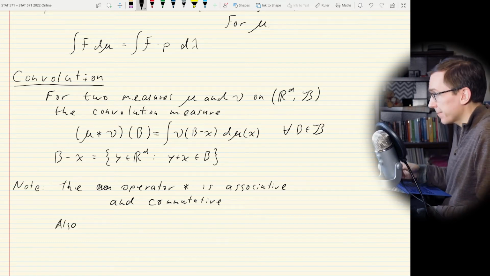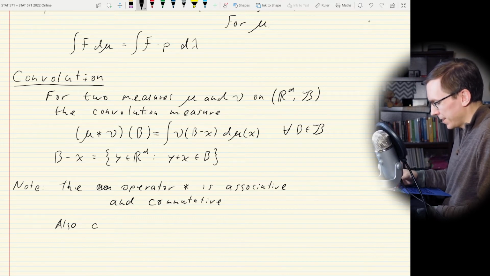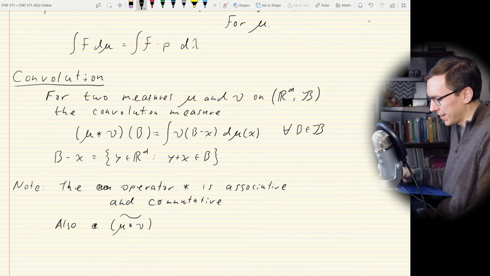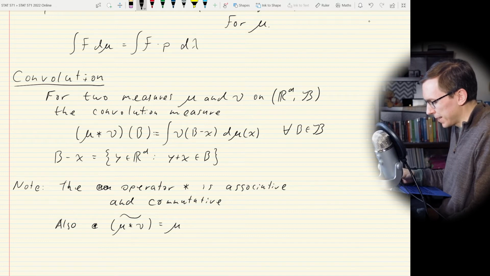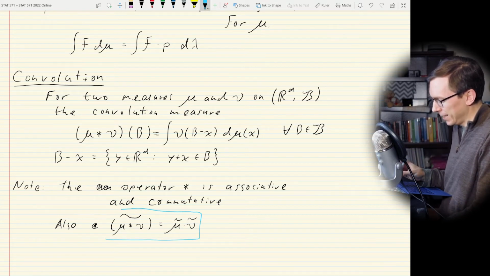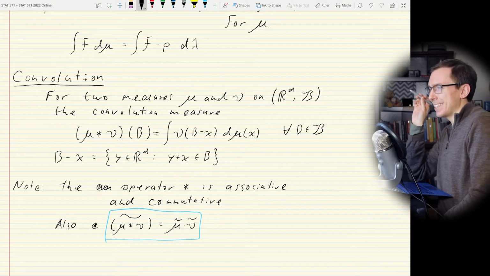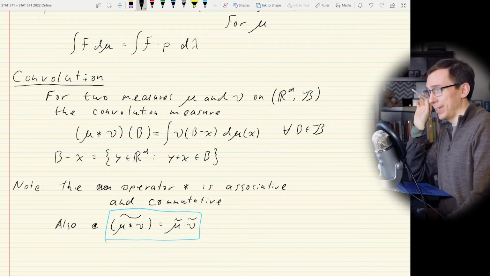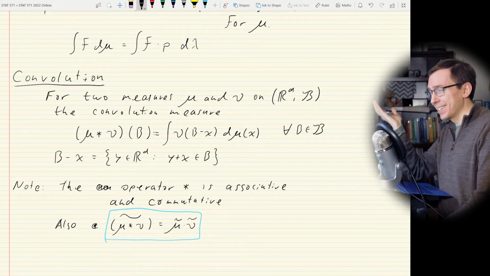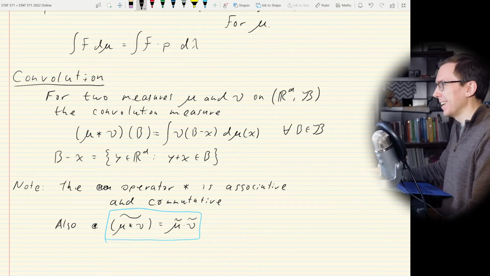Also, the characteristic function of mu star nu, the tilde of it, which is terrible notation, is going to be the product of the characteristic functions. And this is the key reason why you love this thing, because the characteristic function is going to turn a convolution, which is a little bit hard to get your head around, into a product, which is great, because I love multiplying stuff together, right?